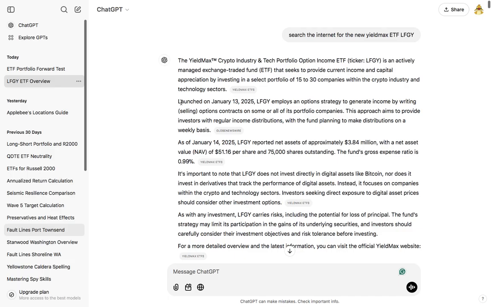You can tell this is my ChatGPT because I'm looking up fault lines. I'm looking up the Applebee's location guide, all types of fun stuff.